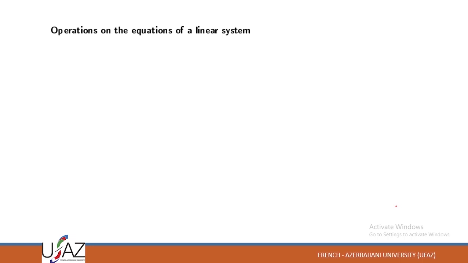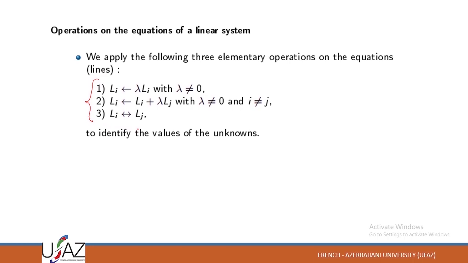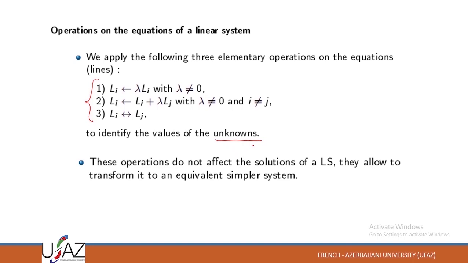Operations on the equations of a linear system. We apply these elementary operations on the equations to eliminate unknowns. And if we apply these elementary operations to a linear system, then the solution set of the linear system doesn't change. As a result, we get an equivalent linear system.